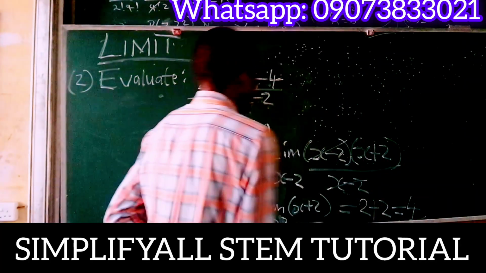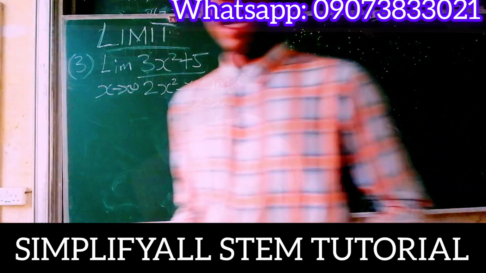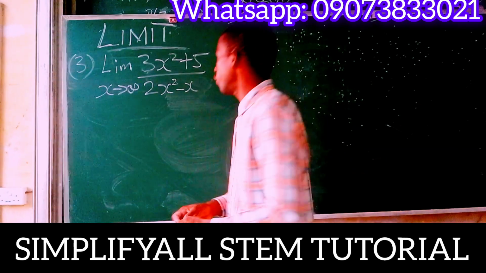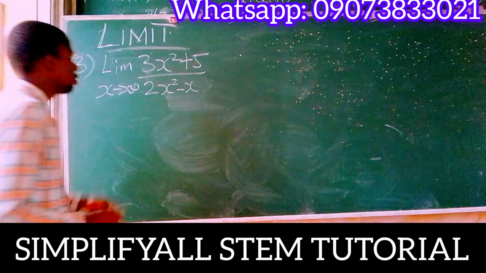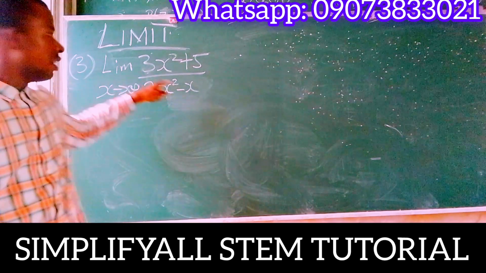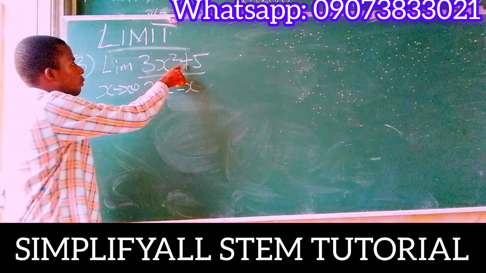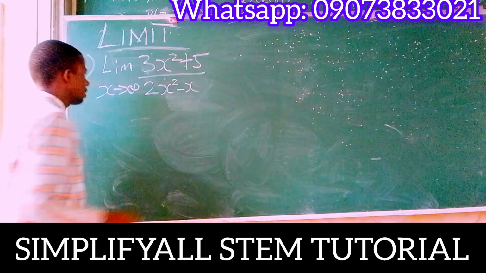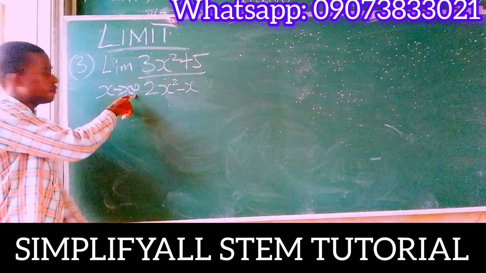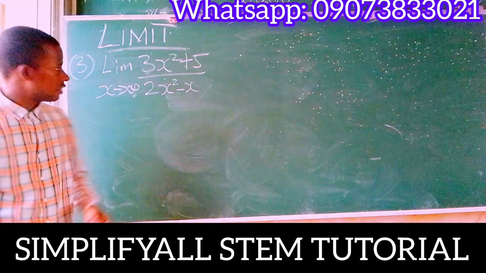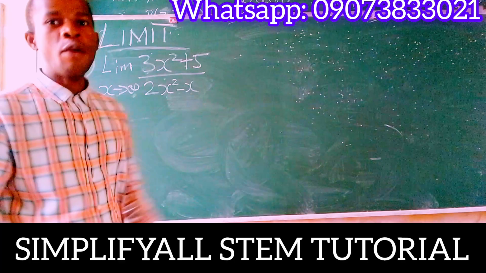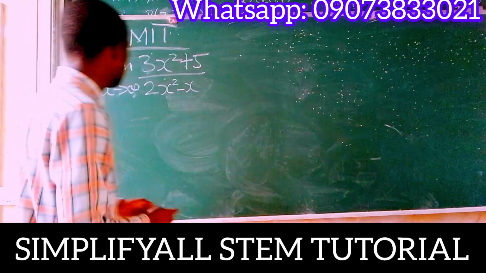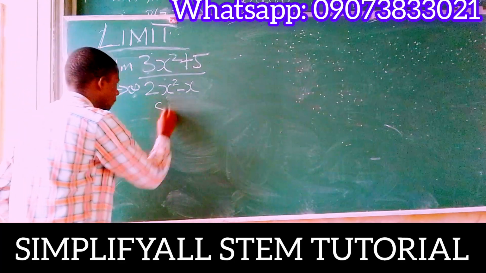Let's move on to the third example on the limit of a function. They say we should evaluate this limit: the limit of 3x squared plus 5 all over 2x squared minus x, as x tends to infinity. This symbol means infinity. As x tends to infinity, how are you going to evaluate this limit? Let's look at it in a proper way. Solution.